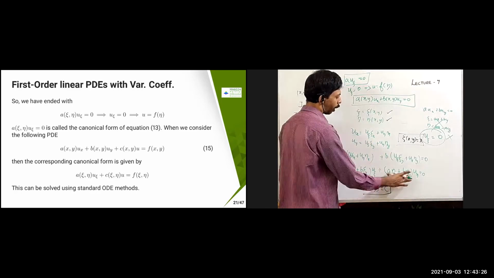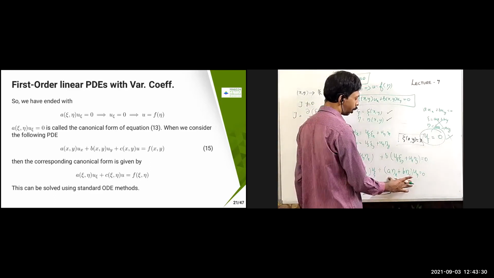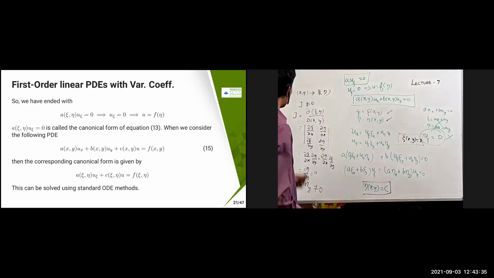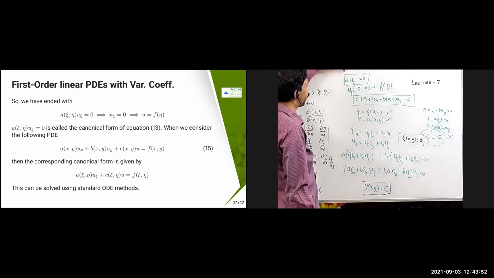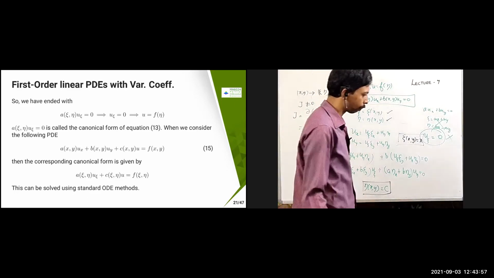So if I'm just assuming this one is 0, I need to verify some conditions in order to make it 0. One such condition is that I have to check the characteristic curve, where eta(x,y) becomes some constant, and the Jacobian should satisfy this condition. If it satisfies this, then automatically a u_chi equal to 0 is going to come. Then you are going to get this answer.